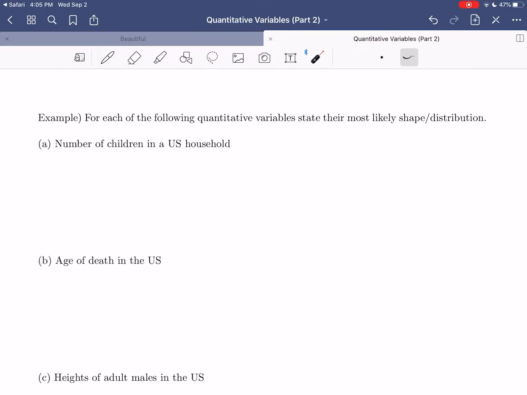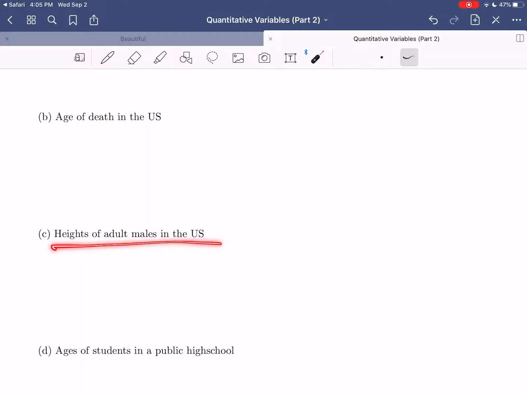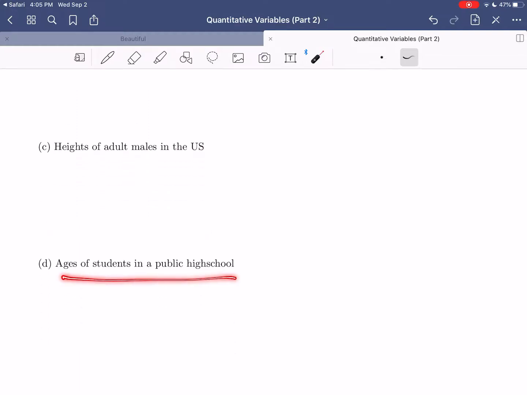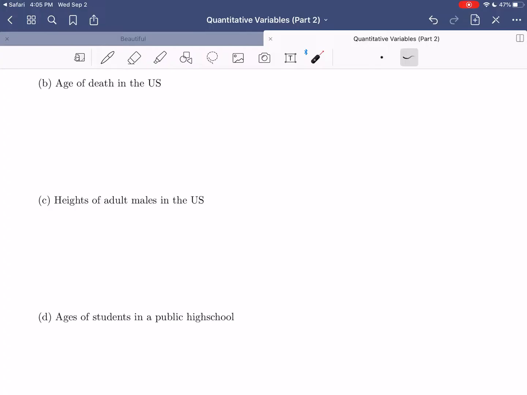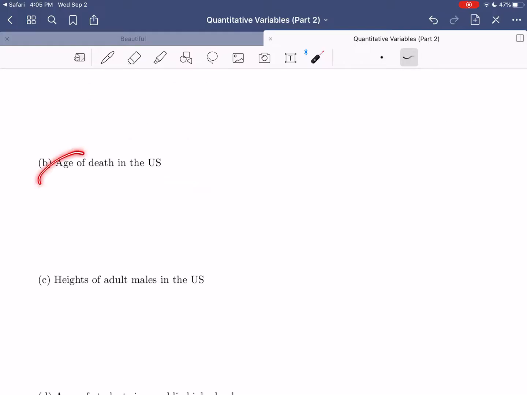So, for each of the following quantitative variables, we're going to talk about number of children in a U.S. household, age of death in the United States, heights of adult males in the United States, and ages of students in a public high school. All of those are quantitative variables, right? If you think about recording the numbers, number of children would be 0, 1, 2, 3, 4, 5, etc. Age of death would be, oh, that person died at 73, that person 68, that person 89. It would all be a quantitative value.